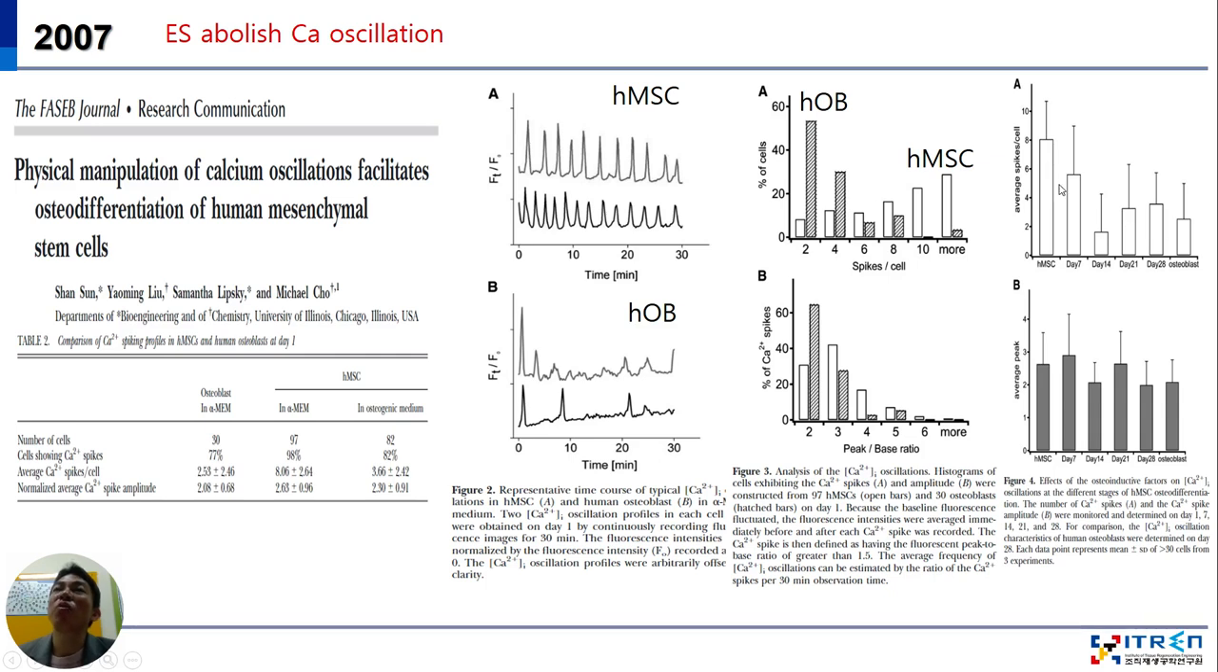You can observe that over differentiation from the human MSC to osteoblastic cell, the average spikes per cell are decreasing, similar to the osteoblast. But meanwhile, average peak, similar. So we can say that, as I told you, this oscillation is one of the cell behaviors, a cell marker to say something. Here, they already showed that human osteoblasts relatively have less oscillation, less frequency compared to human MSC. But in this figure 4, they confirm that over the differentiation period, oscillation comes to be similar to the human osteoblast.